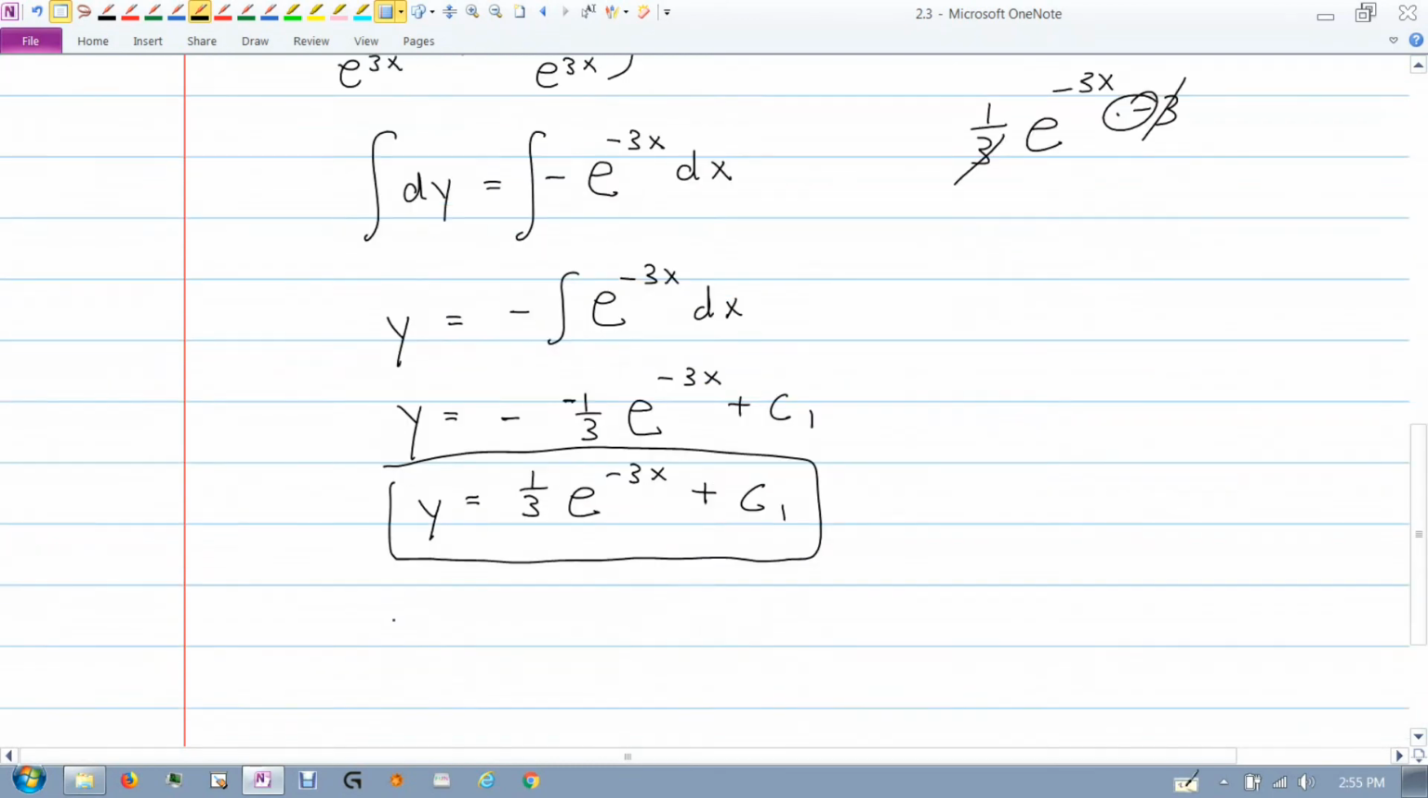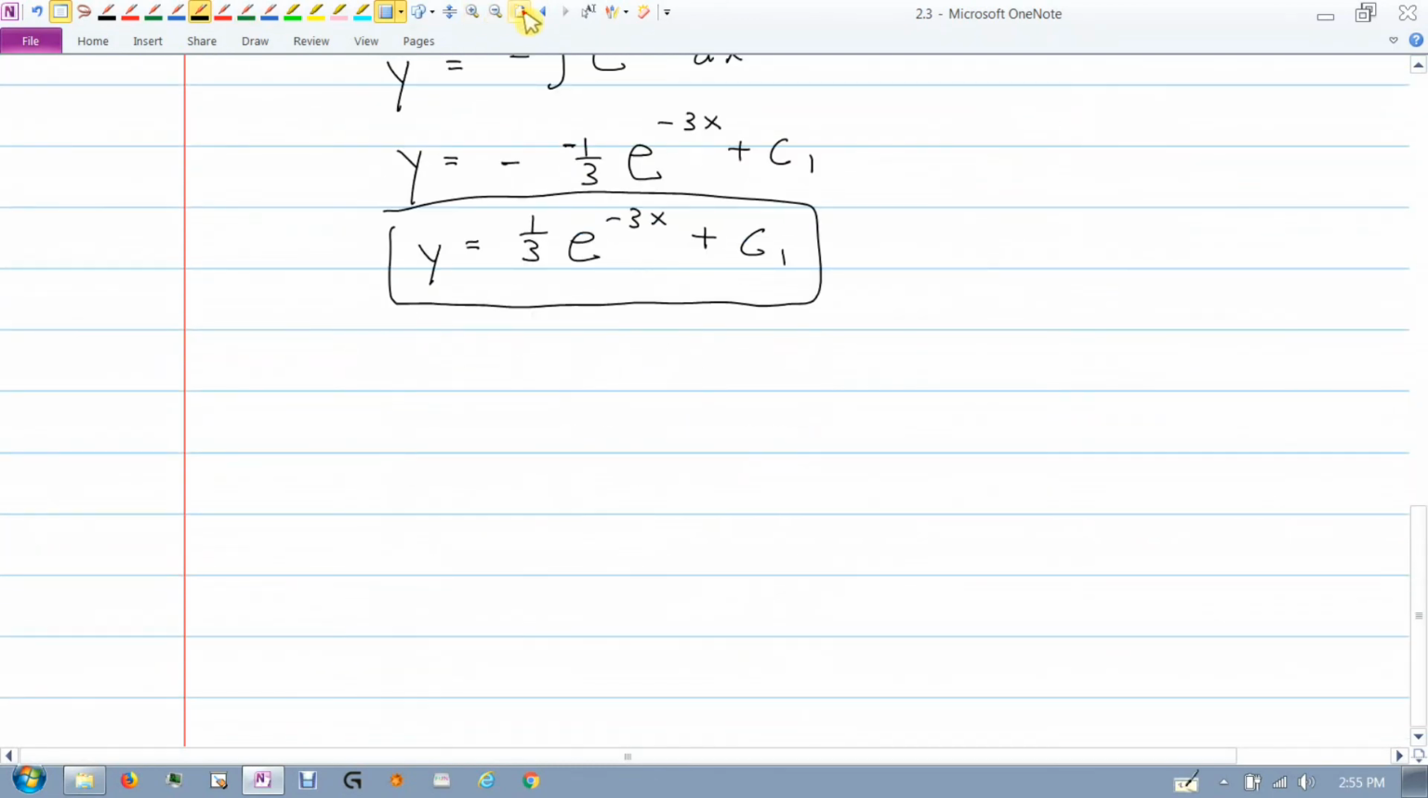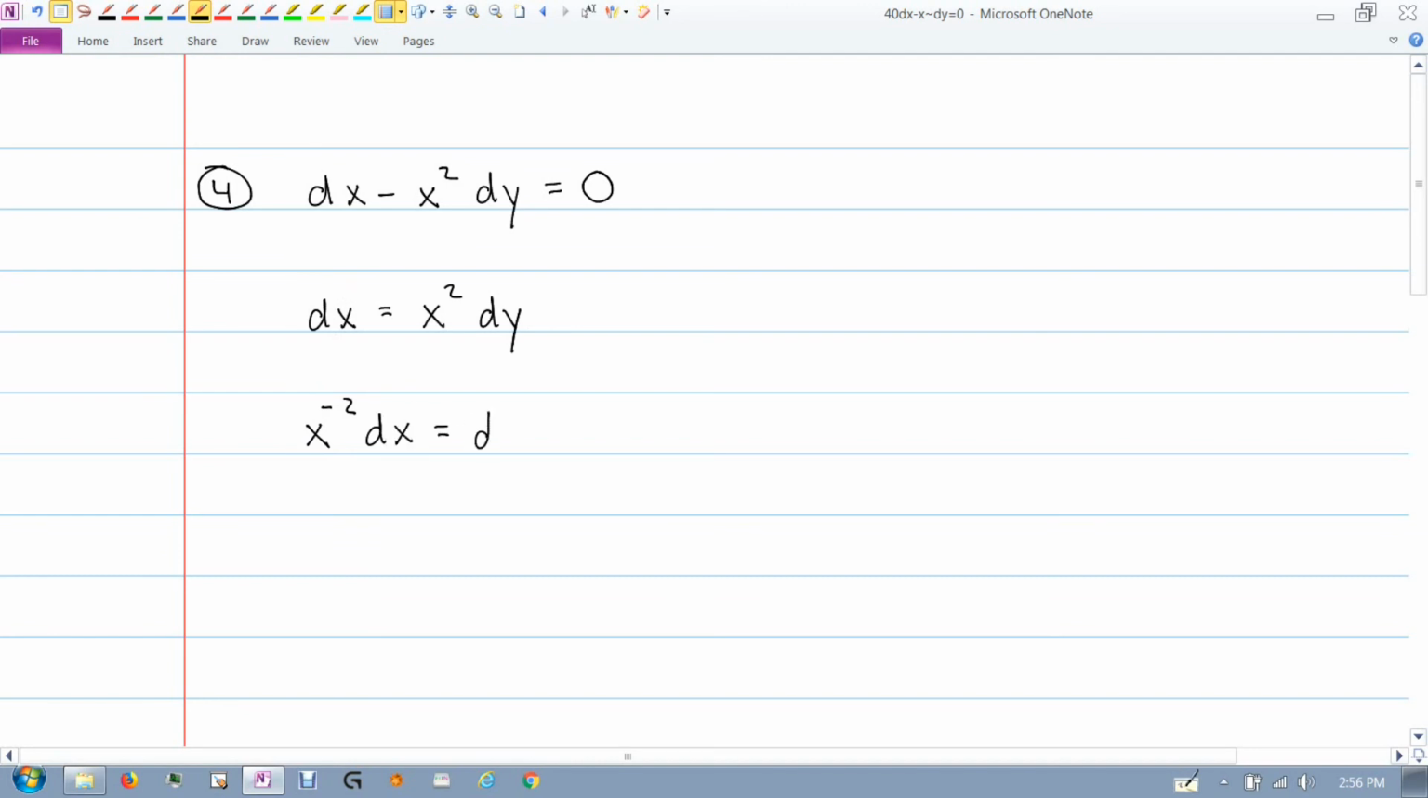Okay, moving along to number 4. dx minus x squared dy equals 0. And same story, I'm going to move things around. This time I'm going to take the x squared dy to the other side. And then I'm going to divide through by x squared. When I do that, I'm going to get x to the negative 2 dx equals dy.